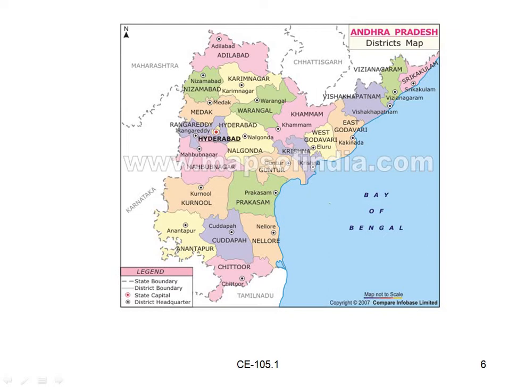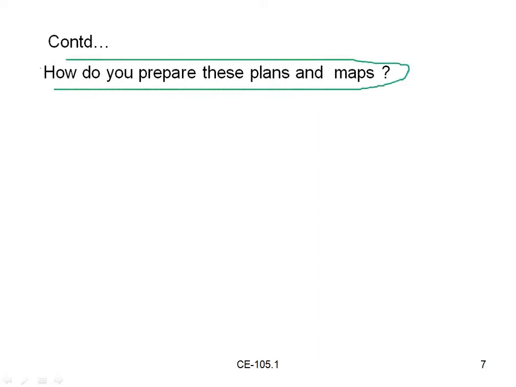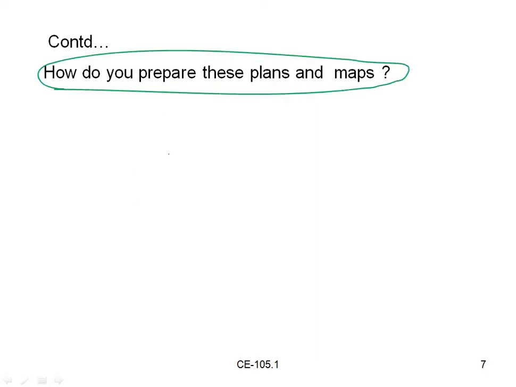You can also see a map showing the districts of AP, which is now divided and includes the Telangana state: Karimnagar, Warangal, Khammam, Nizamabad, Adilabad, Hyderabad, Nalgonda, Rangareddy, Medak, Mahbubnagar. Up to here, all are in Telangana. Now, how do you prepare these plans and maps? This is our question.